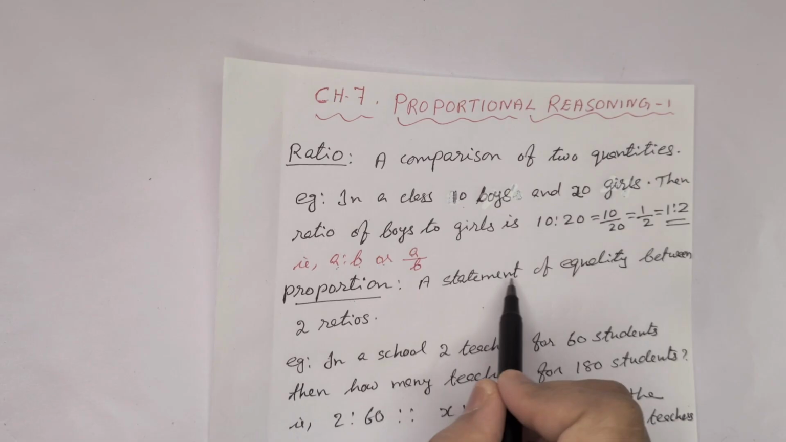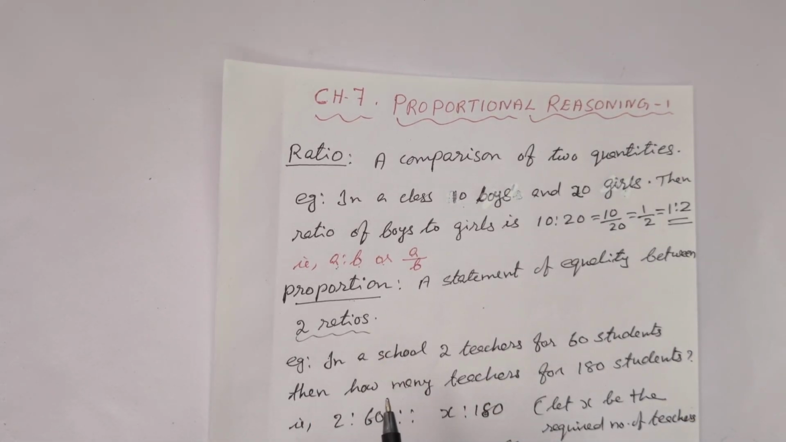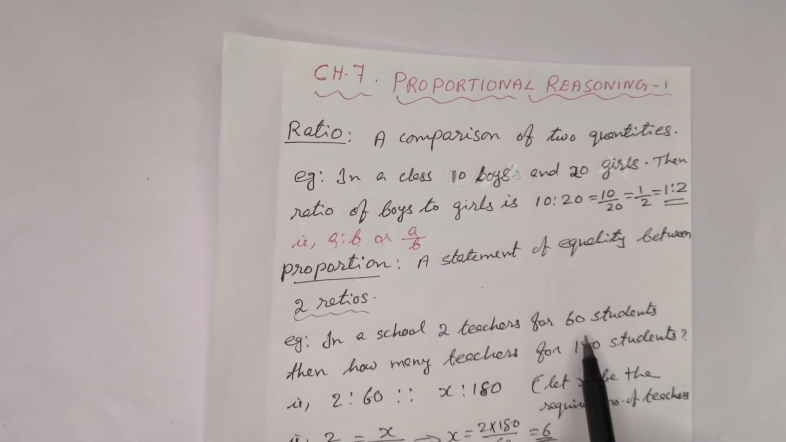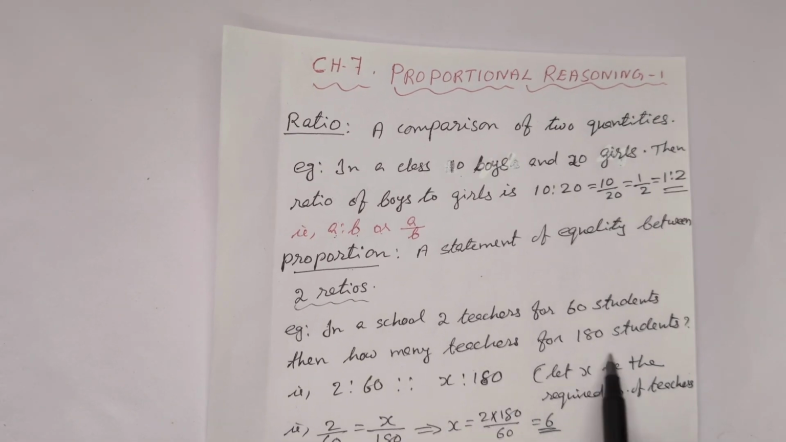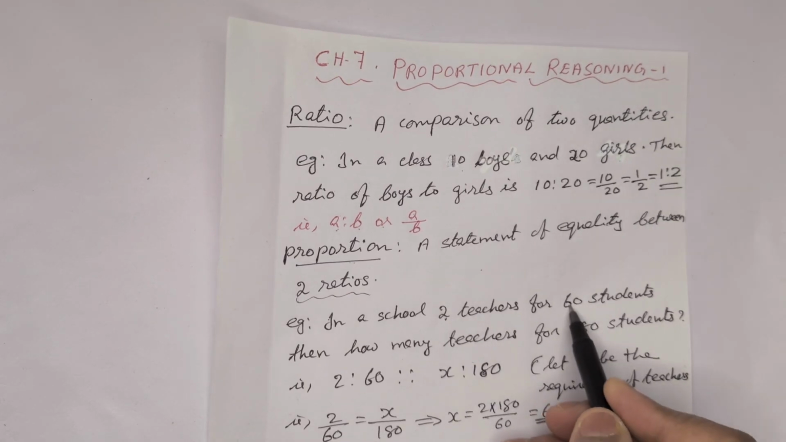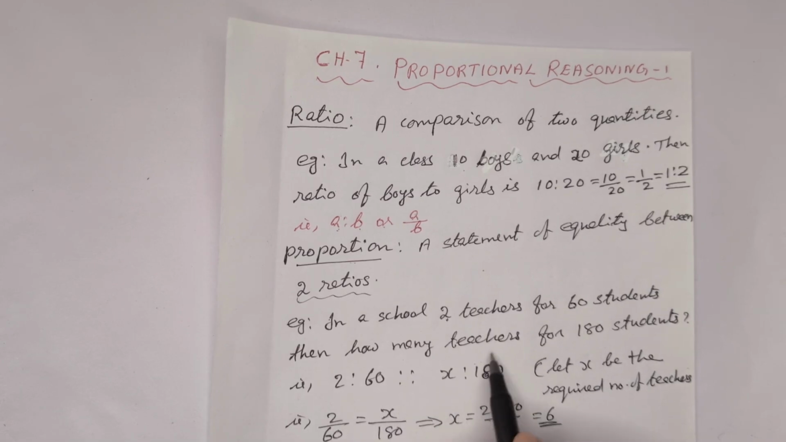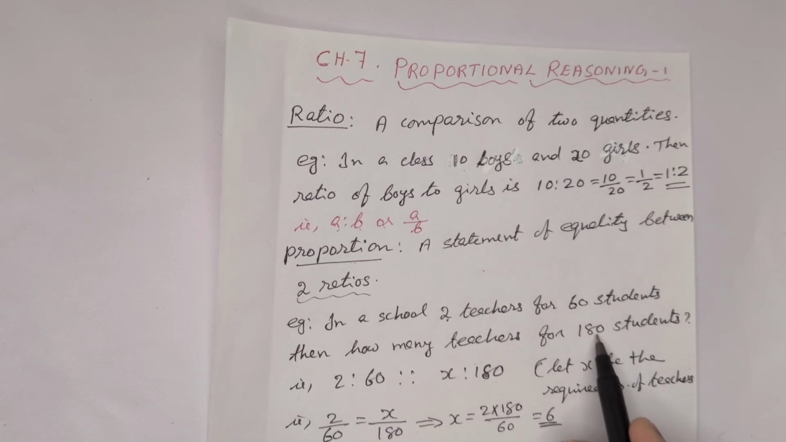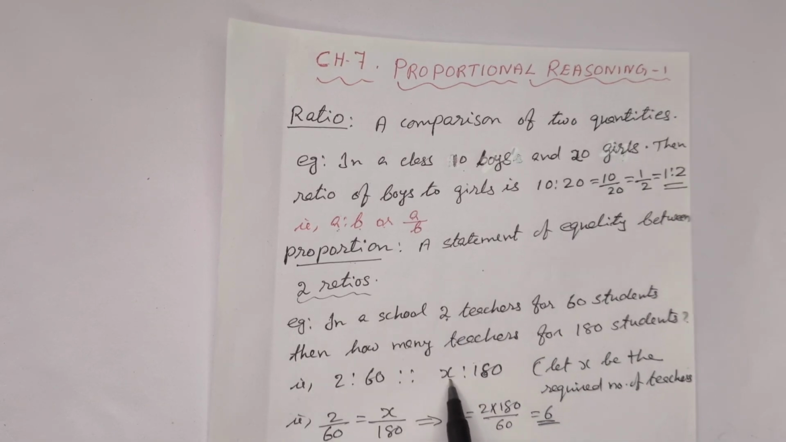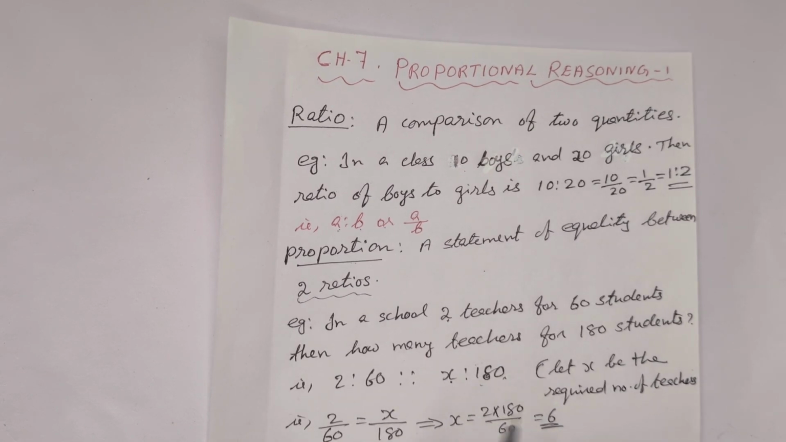Proportion means the statement of equality between two ratios. It contains two ratios. For example, in a school, 2 teachers for 60 students. Then how many teachers for 180 students? So we can write that in the form of ratio. First, it is 2 teachers for 60 students, ratio is 2 is to 60. And next we don't know how many teachers there are for 180 students according to the same ratio. So we can take that as x. x is to 180. Let x be the required number of teachers.